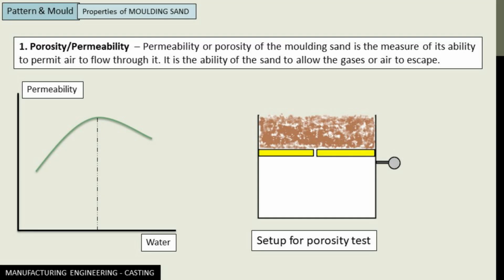First is porosity or permeability. It is the ability of the sand to allow the gases or air to escape from it. Or in other words, permeability or porosity of the molding sand is the measure of its ability to permit air or gases to flow through it.